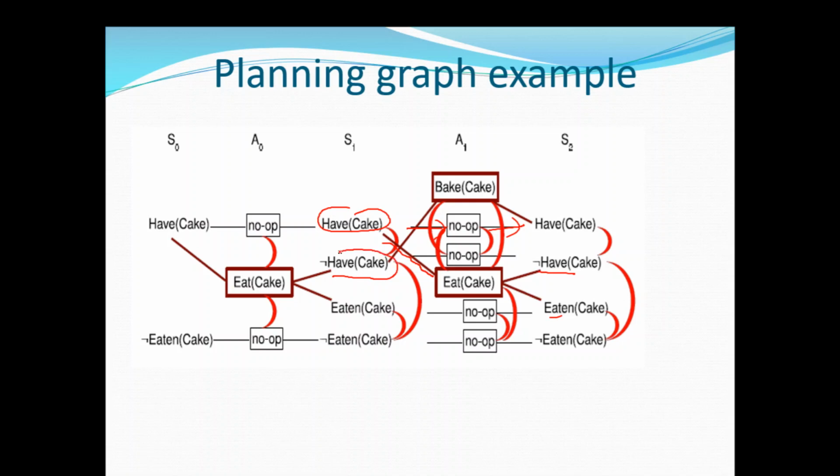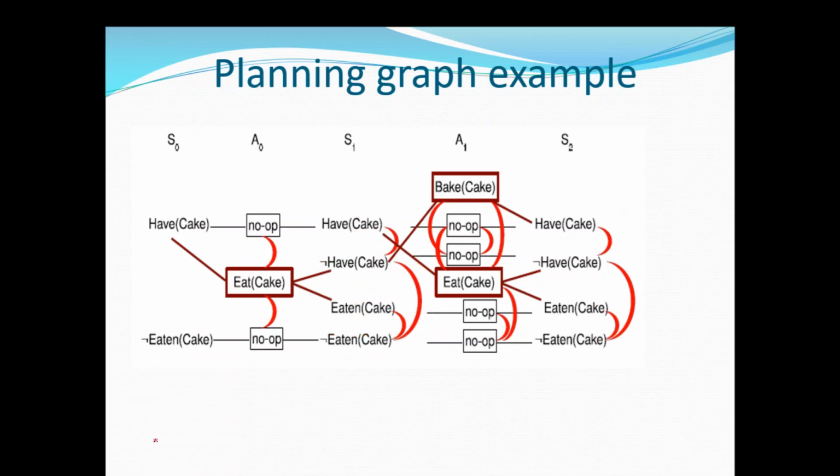For not have cake, no operation, the result is not have cake. And for not have cake, another thing we can do is bake cake. As we don't have cake, we can bake a cake. Bake cake, the result is have cake. For eaten of cake, we can apply no operation, then it is eaten of cake only. Nothing else we can do. For not eaten of cake, you can also apply no operation and get not eaten of cake. Okay. So the point is, if you see, these things are the same as this thing. Hence at this point we can stop the algorithm.